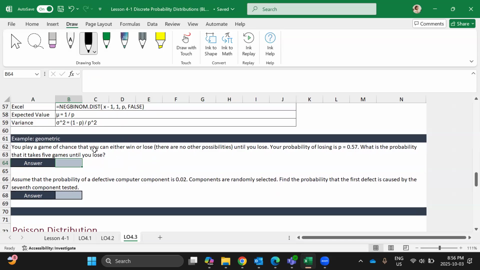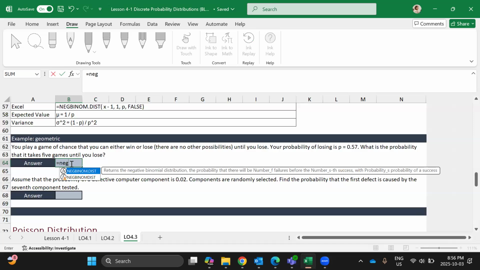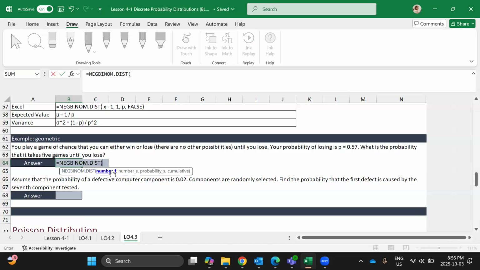So you play a game of chance that you can either win or lose until you lose. Your probability of losing is 57%. What is the probability that it takes 5 games until you lose? So for this one, we're playing until we lose. So that's your hint that it's geometric.